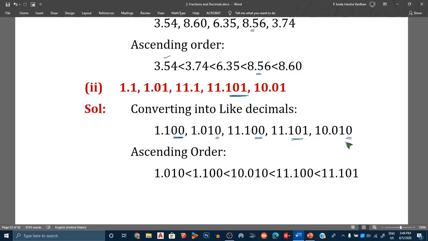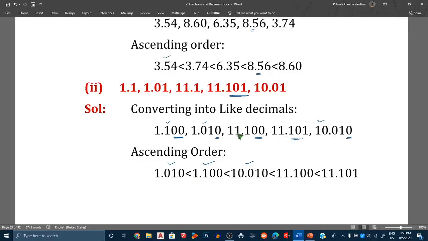So now you can compare. First you have to take the whole number part. Which one is less here? This is 1, this is 1, 11, 11, 10. So you can compare these two first. This is 1.100, this is 1.010. Observe here, whole number part equal. Now you have to compare the 1/10 place, which is this is 1, this is 0. Which one is less? This one. So this is the lesser one. First you write this one, next you write this one, 1.010 less than 1.100. Next compare, this one is the lesser one, 10.010. You can write this in the third place, third number.